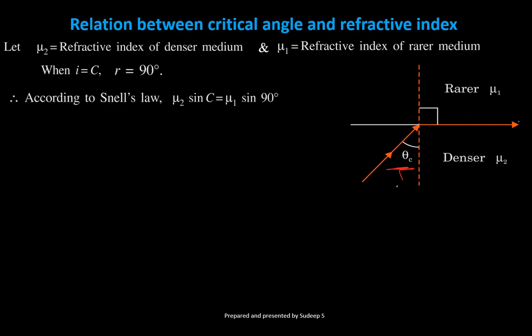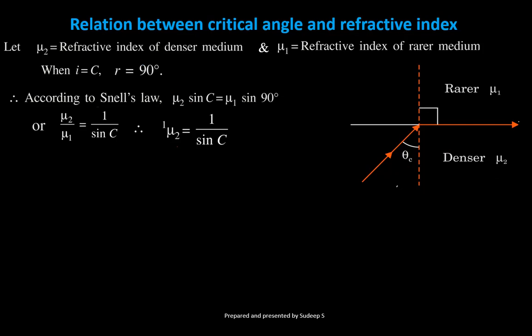Okay, that is nothing but sin I upon sin R equals refractive index. So here sin C, where C is nothing but the angle of incidence. Okay, with that, the refractive index of the incident medium I will write as mu2, and the refracted medium will be mu1. So that will be represented as mu2 by mu1 equals 1 by sin C. So therefore, refractive index 2 with respect to 1 equals 1 by sin C.